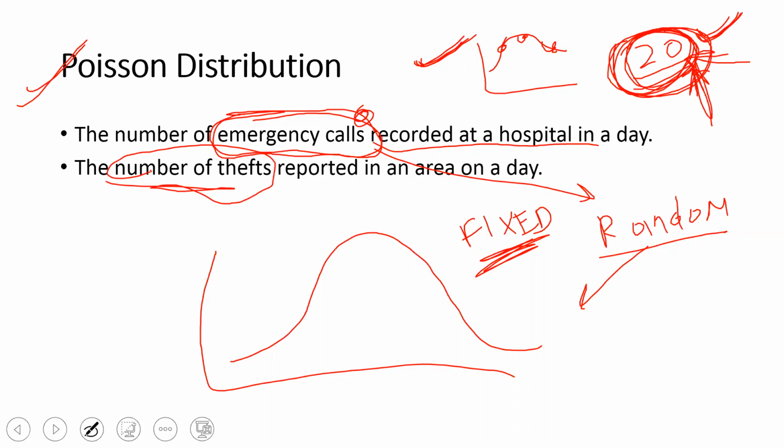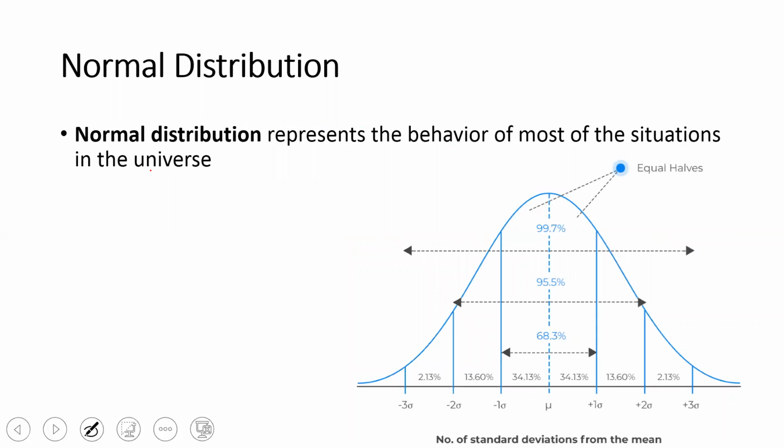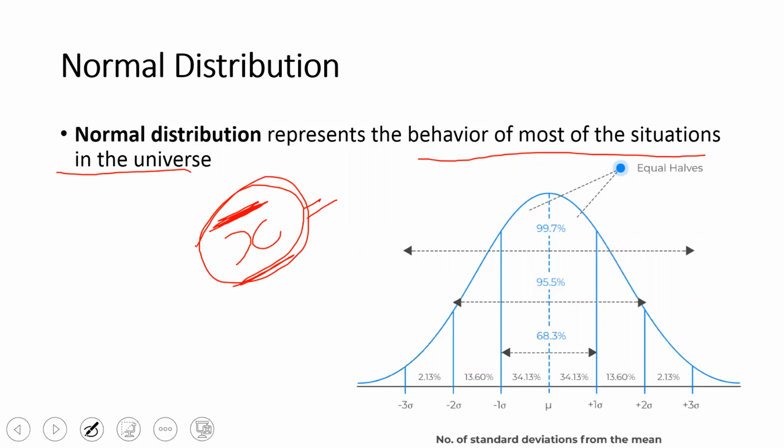No need to go into detail, but this is one of the distributions that we have. And also we have the normal distribution. It represents the behavior of most of the situations in the universe. Here it has the highest value at the mean, and the mean will be equal to the mode, and equal to the median.